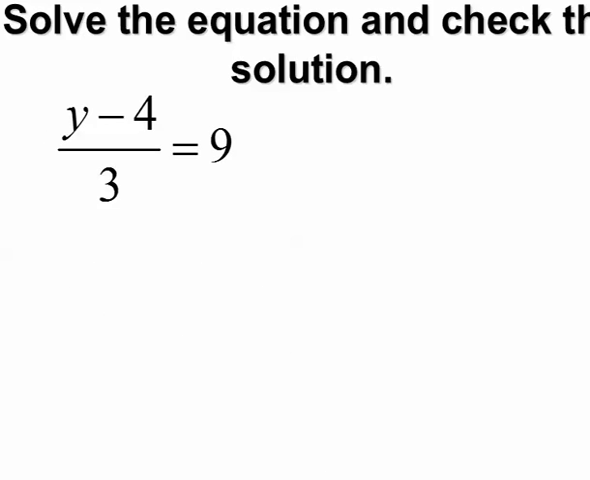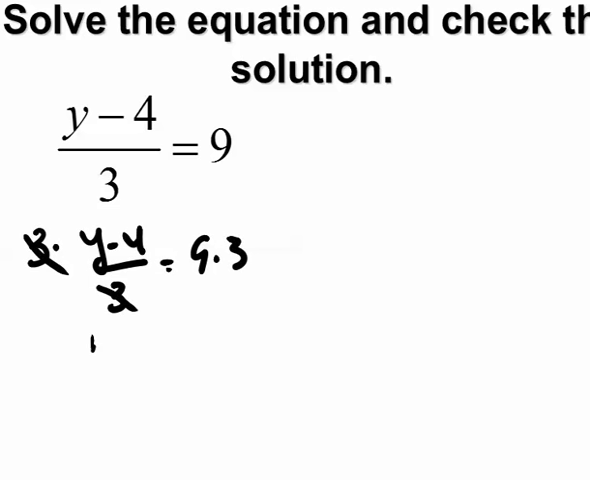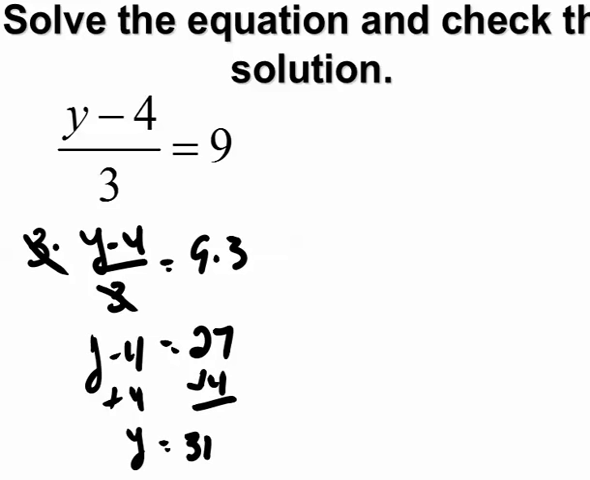This time we must clear the fractions, so we're going to multiply everything times 3. Y minus 4 is equal to 27. Plus 4. Y is equal to 31.